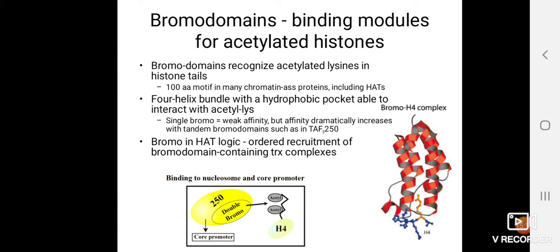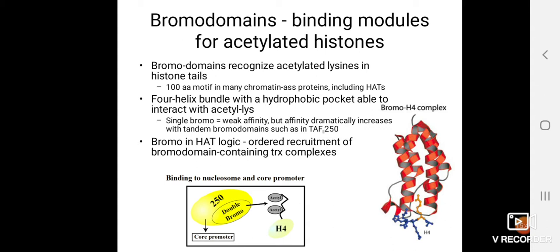Now moving to bromodomains and chromodomains, we'll see. Bromodomains are the binding modules for acetylated histones. Bromodomains recognize the acetylated lysines on the histone tails. So the proteins carrying the bromodomain structure can specifically go and bind with these acetylated lysines, and this particular domain consists of about 100 amino acids.